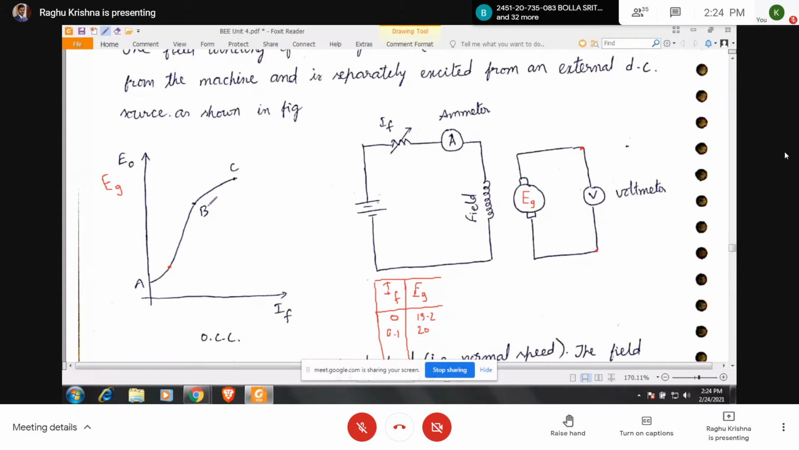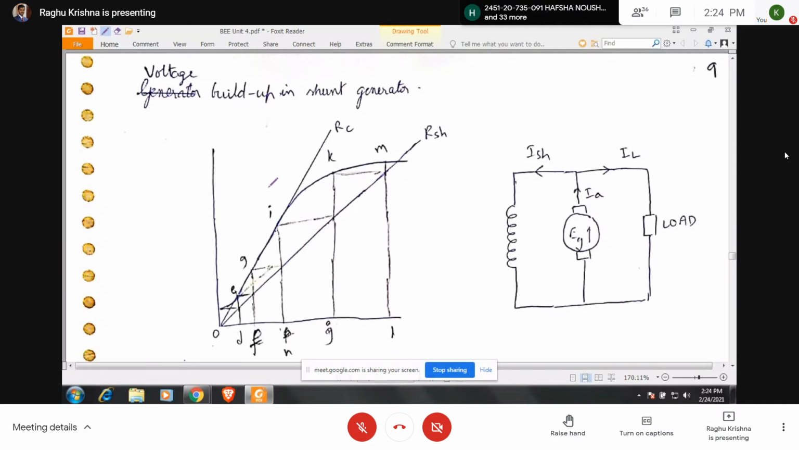due to decrease in the permeability. And after point C, you are going to get a constant voltage. Why this happens: after this the core gets saturated. I will show this diagram. See here, after this the core gets saturated, and even if you increase the field current, the voltage will not increase. So this occurs due to saturation.